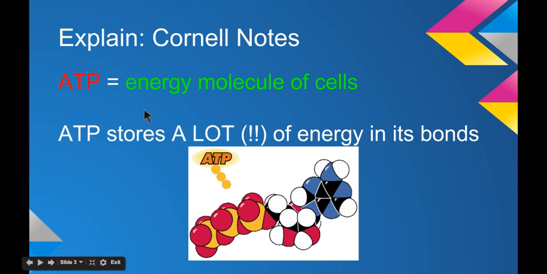ATP is a special molecule because it stores a lot of energy in its bonds. Bonds are what keeps all of these atoms held together. So when we break those bonds in a reaction, a ton of energy is released that the cell can use to function and be alive. You need to know that ATP is the energy molecule of cells.